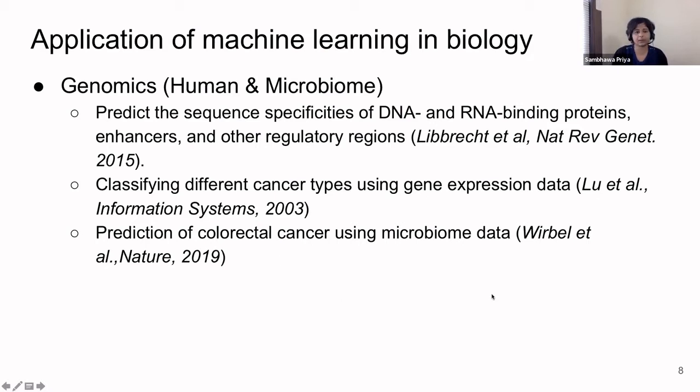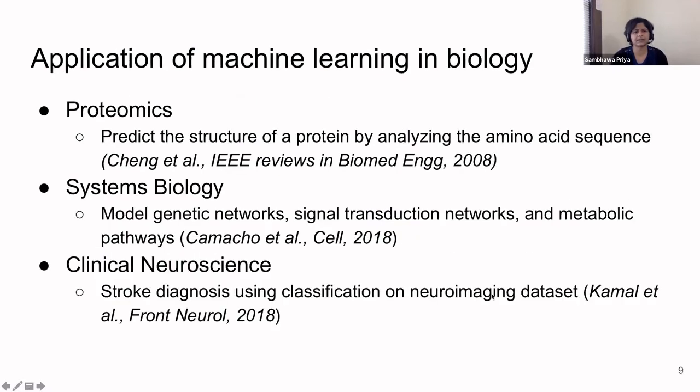Then there are examples in other fields like proteomics, for example, predicting the structure of a protein by analyzing amino acid sequences, or in systems biology using genetic networks, signal transduction networks and metabolic pathways, and for example, predicting the stroke diagnosis using classification on neuroimaging data sets. So there are varied types of data sets and different biological questions, and this is just to show that machine learning is versatile in applicability to different types of data and different types of questions in biology.